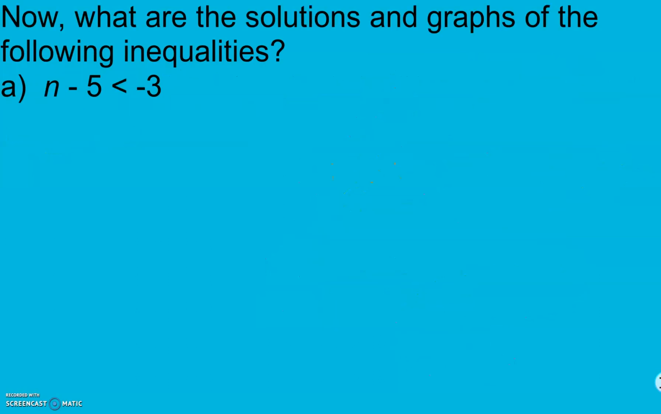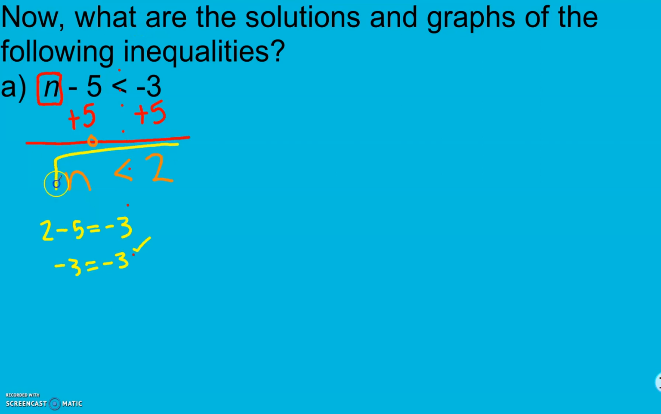We want to know the solutions and graphs of our inequalities. N is being subtracted by 5. We get rid of subtraction by adding, and whatever I do to one side of my inequality, I have to do to both to keep it equivalent. Here, negative 5 plus 5 is 0, so I have n. Keep my inequality, negative 3 plus 5 is 2. I checked that boundary point, so we are correct with that.